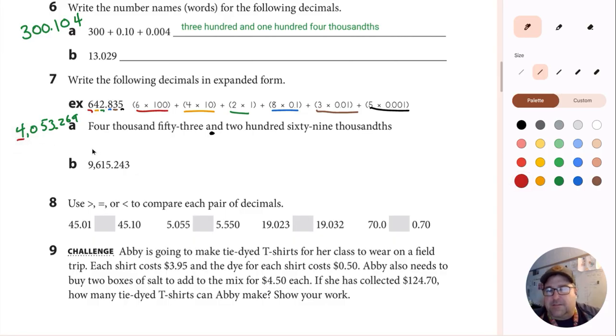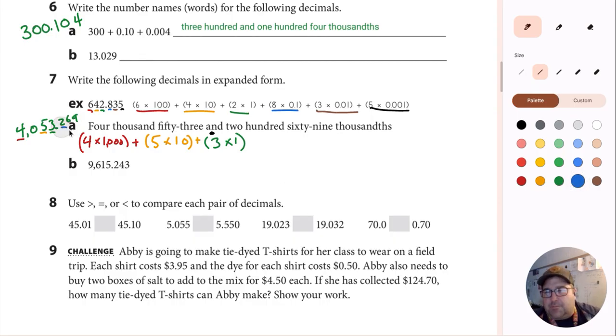So that's 6 up here. So now we have a 4 in the thousands spot. So 4 times 1,000. And then now there's 0 in the hundred spot, so we don't have to write that at all. I'm just going to skip that. If you want to write 0 times 100, that's fine. Then we got 5 times 10, because that's in the tens spot. And then this 3 is in the ones spot, so 3 times 1.